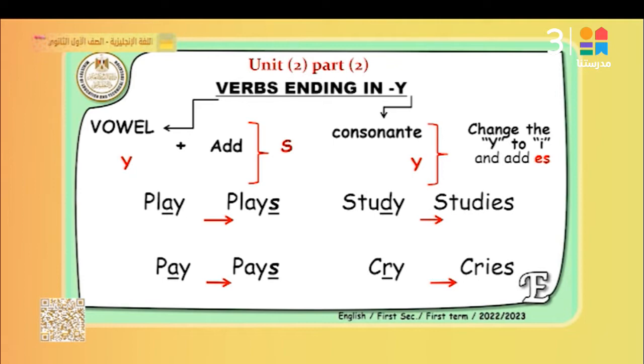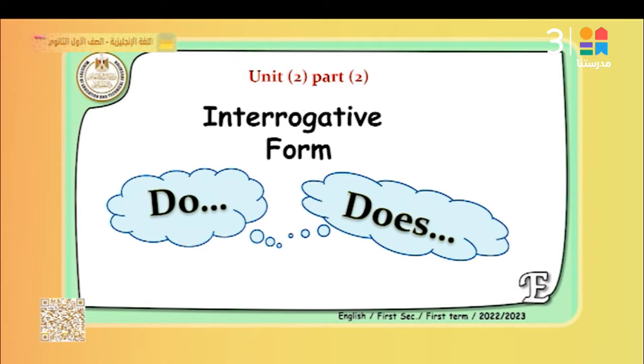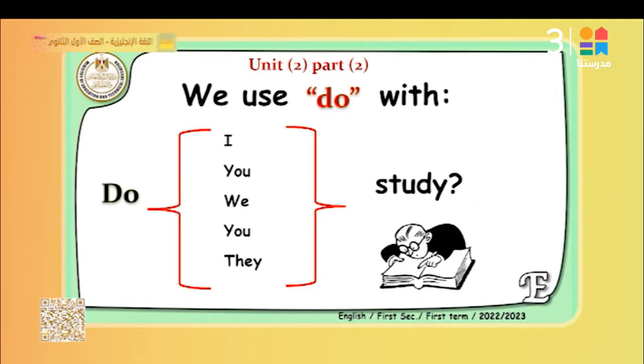How can we ask a question? We ask a question using do or does. So we say, do you study English, for example?